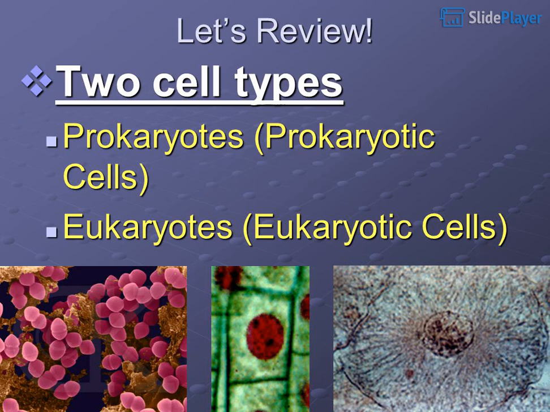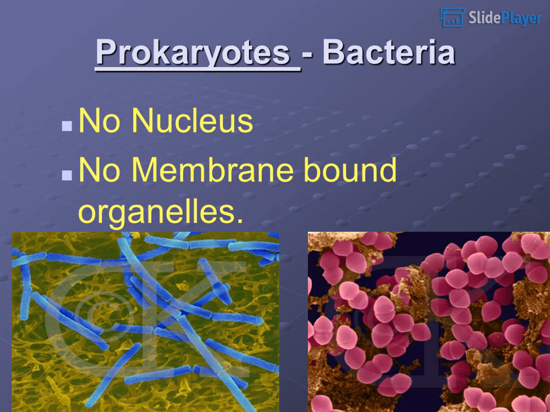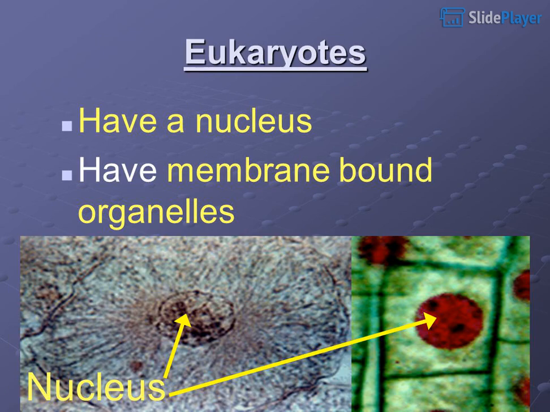Two cell types: prokaryotes, or prokaryotic cells, and eukaryotes, or eukaryotic cells. Prokaryotes are bacteria. They have no nucleus and no membrane-bound organelles. Eukaryotes have a nucleus and have membrane-bound organelles.